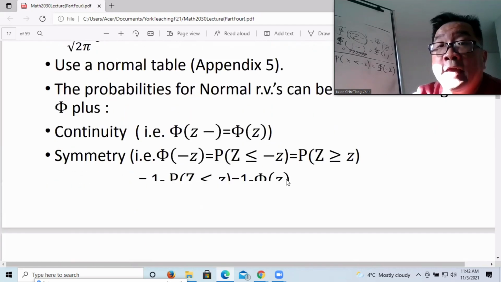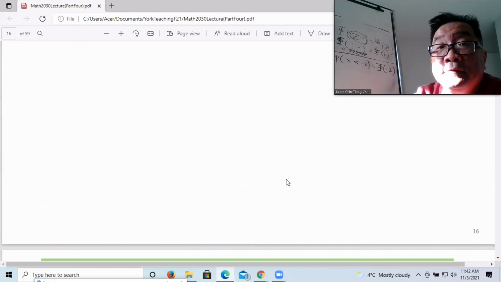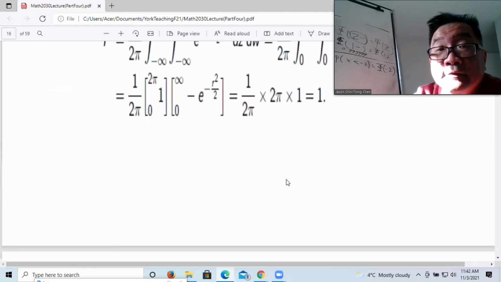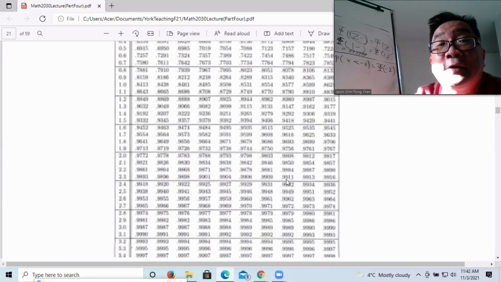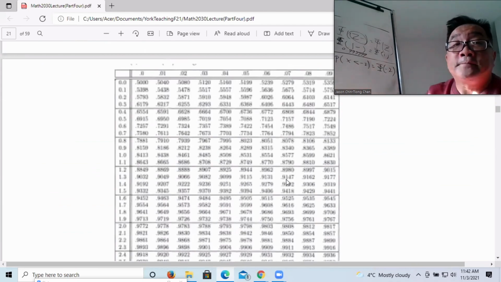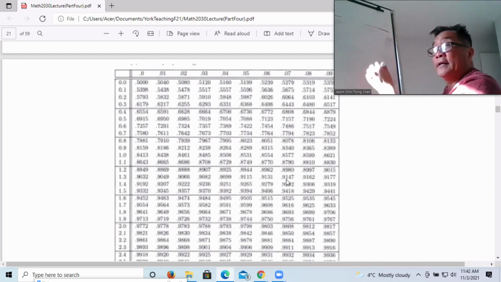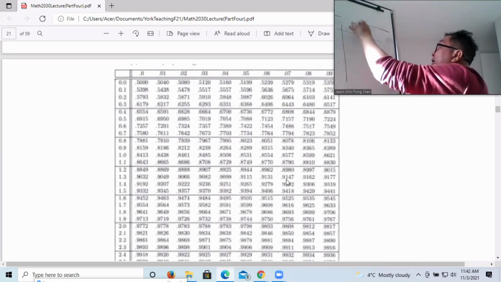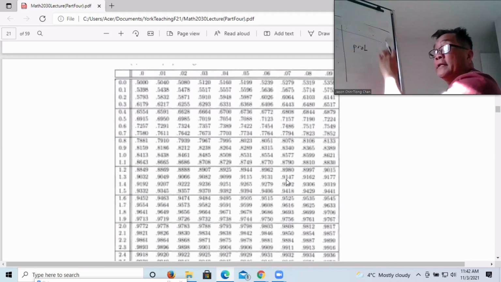If you look at our table, it does not have it. Where is my table? I cannot remember what page you said. Not my table. Okay, this one. If you look at our table, the name of this table we call the Z table because the value here is Z. Inside is a probability value.